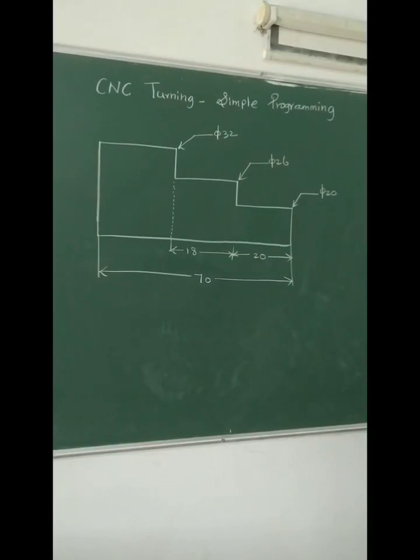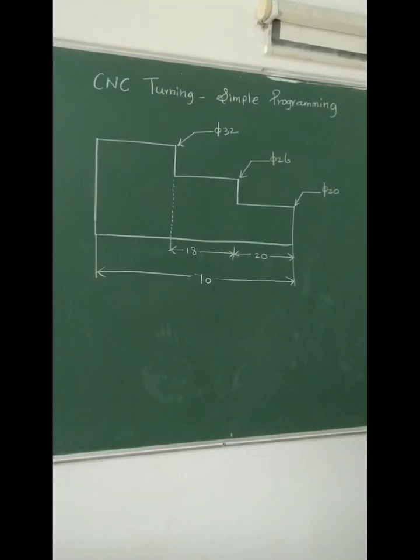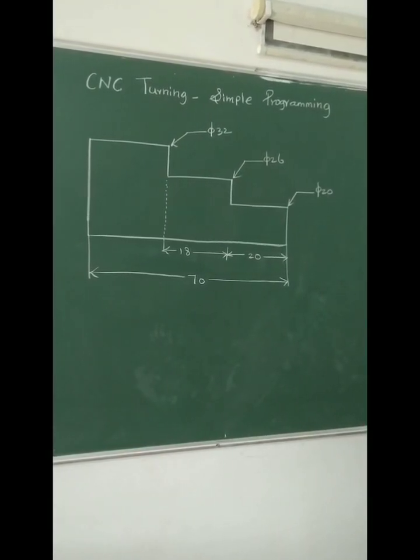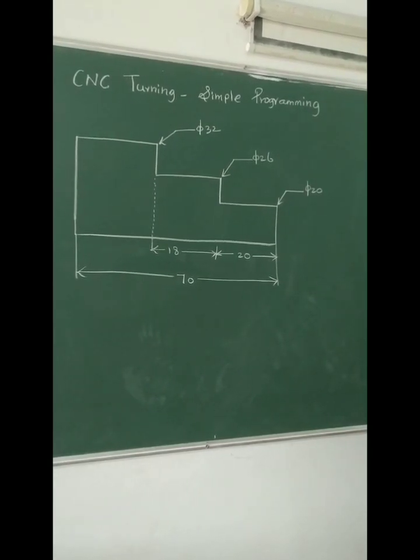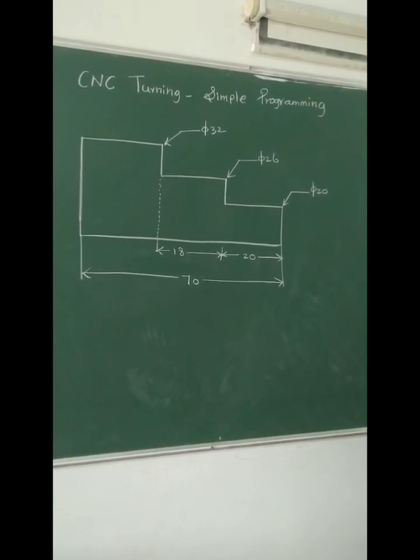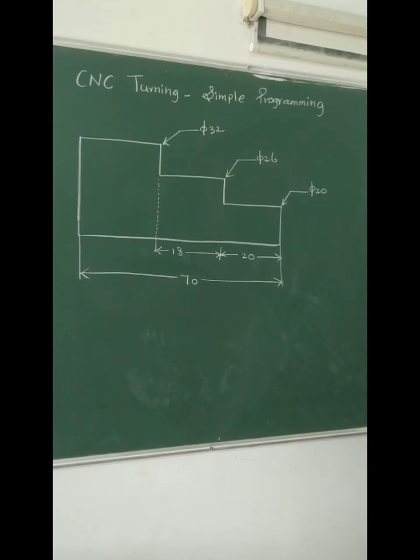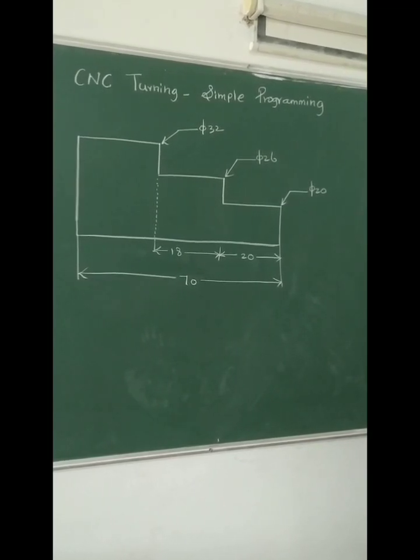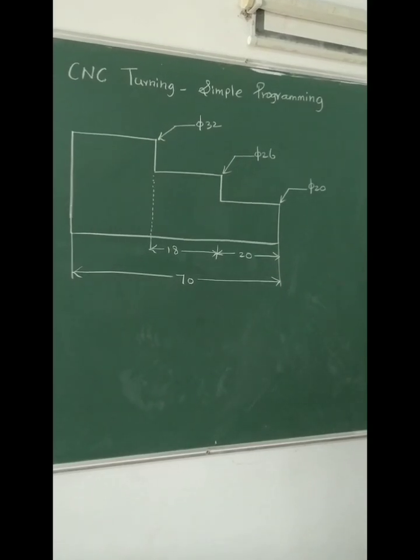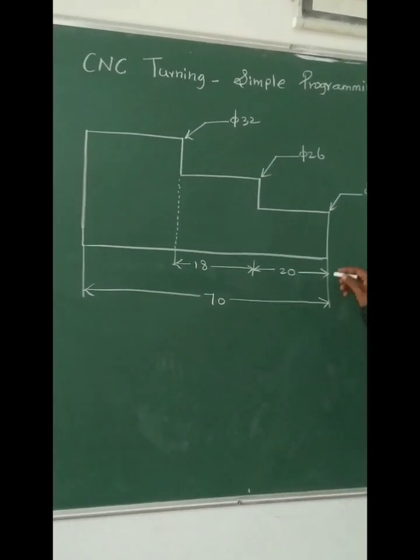Hi everyone. So today we are going to see the experiment CNC turning and milling simple programming. The aim of the experiment is to write a program and simulate the tool path for the operation involved in the component as given in the figure. Software required: CNC software.